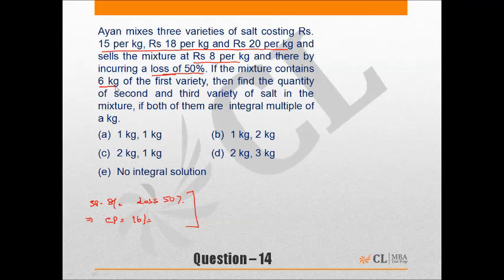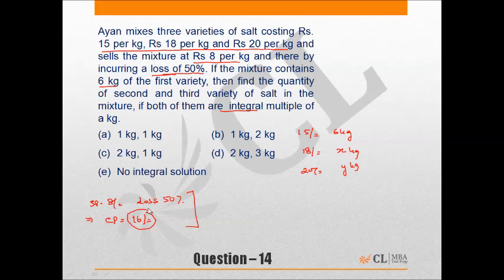If the mixture contains 6 kg of the first variety, find the quantity of the second and third variety of salt in the mixture if both of them are integral multiple of a kg. You can directly check the choices, or the simplest actually would be to apply the deviation method. Again, you have got 3 varieties, 15 rupees per kg, 18 rupees per kg and 22 rupees per kg. The first one is 6 kgs. Second one we do not know, so let me take it to be x kg. The third one, let me take it to be y kg. Since this is not given to us, we have to find these two. The average cost price is 16 rupees.